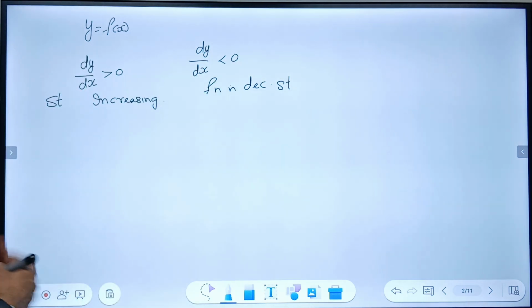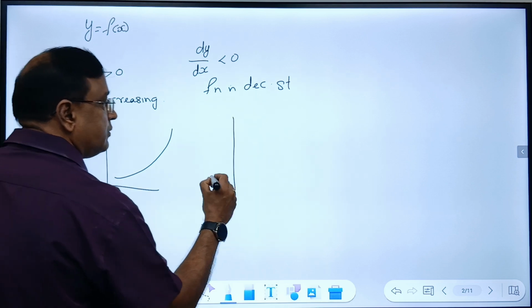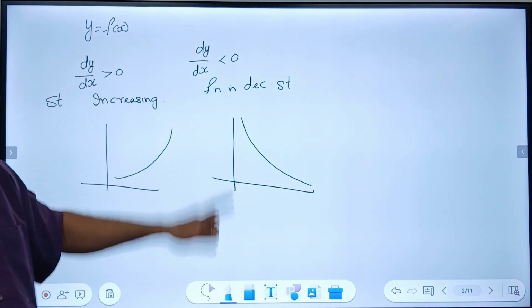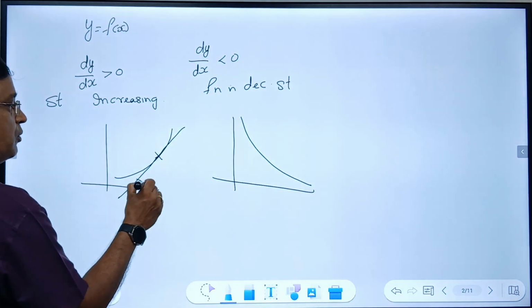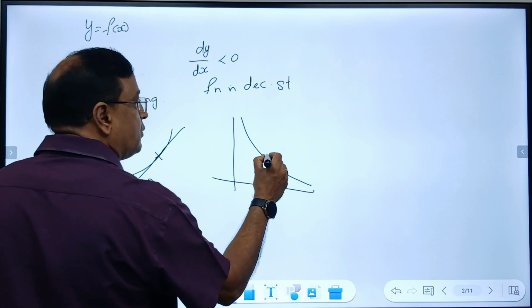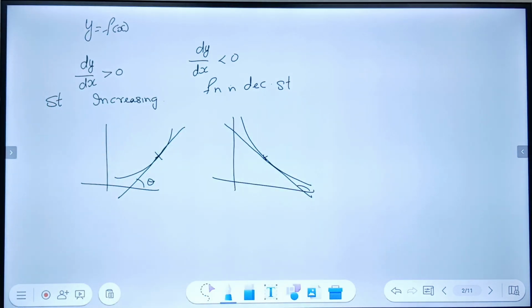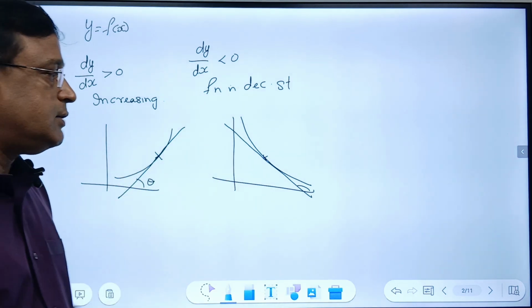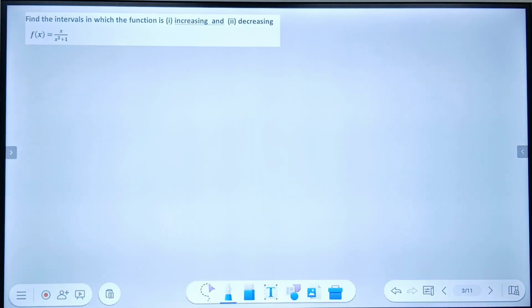And then of course there are a lot of details that go into it. An increasing function looks like this, whereas a decreasing function will be like this. When I say dy by dx, I am talking about the slope. For an increasing function, the tangent makes an acute angle with the positive direction of x-axis, whereas for a decreasing function, the tangent makes an obtuse angle with the positive direction of x-axis. These are the details I have explained in part 1. Please refer to that in case you need more details. Now we'll do the problems.